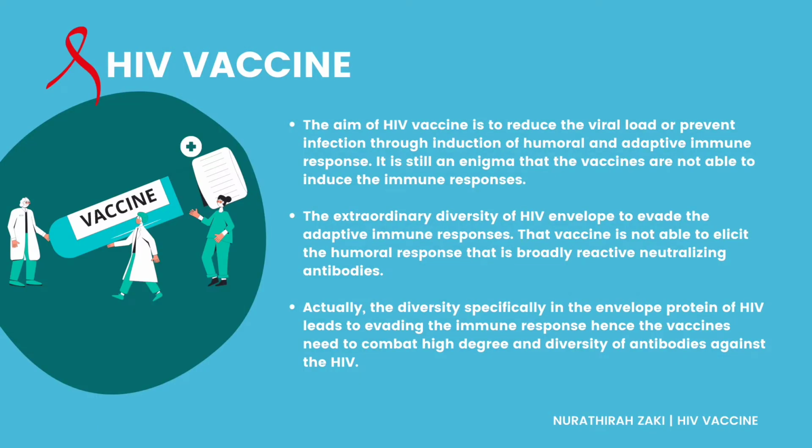The aim of the HIV vaccine is to reduce viral load or prevent infection through the induction of humoral and adaptive immune responses. It is still an enigma why vaccines are not able to induce responses against the HIV envelope, which evades the adaptive immune response. The vaccine is not able to elicit a humoral response that is broadly reactive, neutralizing antibodies. The envelope protein of HIV leads to evasion of the immune responses. Hence, the vaccine needs to combat the high degree of diversity against HIV.